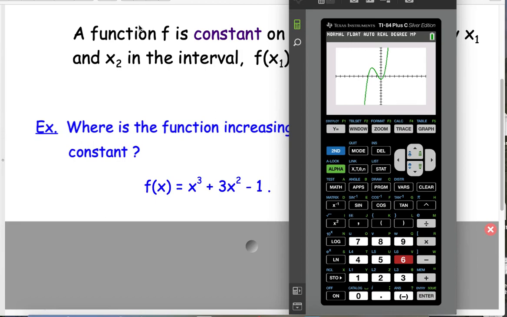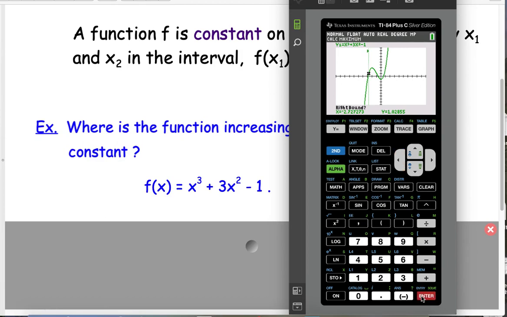So I'm going to press the second and the trace key, which is the calculate menu, and I want to calculate number 4, a local maximum. We'll define that in a minute. And then it says, okay, give me a left bound. So I need to hit the left arrow key and go to the left of that high point. And that's fine, I'll press enter.